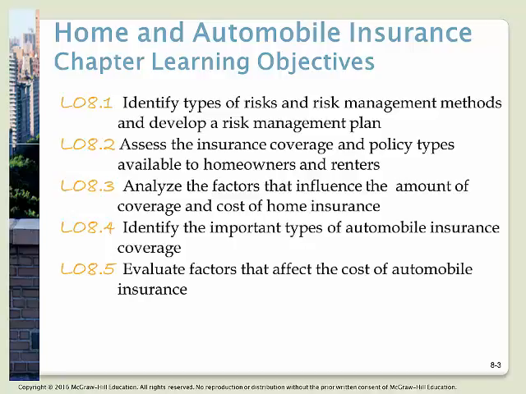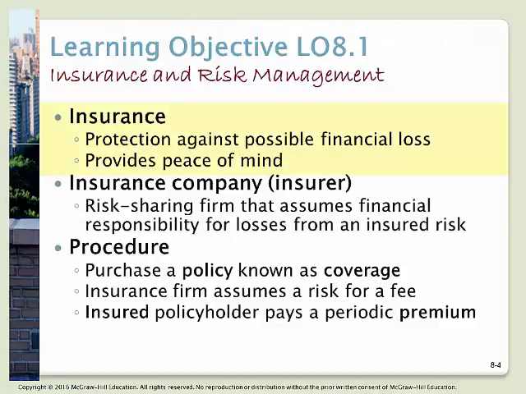Let's analyze the factors that influence the amount of coverage and the cost of home insurance. Identify the important types of automobile insurance coverage. What do those numbers mean on your auto policy? And evaluate the factors that affect the cost of automobile insurance. Insurance, in its most basic definition, is protection against possible financial loss. Insurance companies are risk-sharing firms. They assume the financial responsibility for your potential loss for a fee. You buy an insurance policy, you pay a periodic premium.